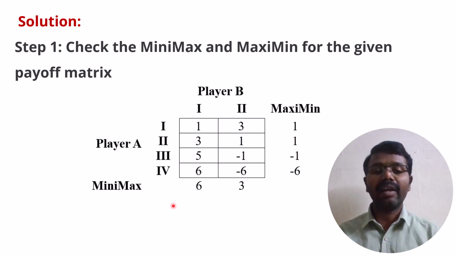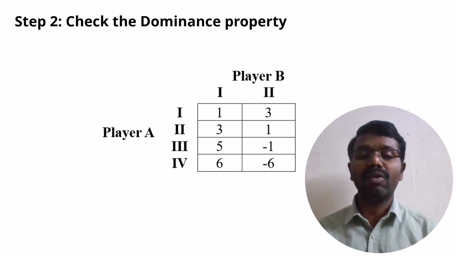Let us calculate the minimax value. Here the maximum value is 6, and here the maximum value is 3. So the minimax value will become 3. Since the minimax value is not equal to the maximin value, it is not a pure strategy.